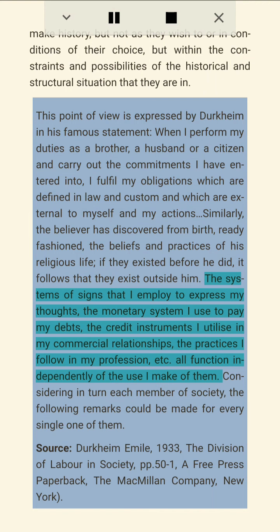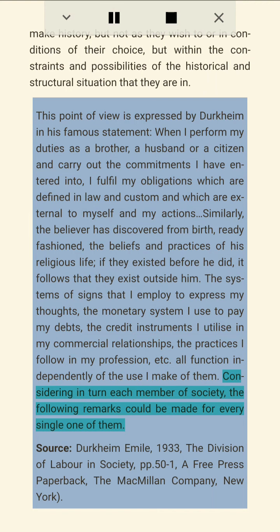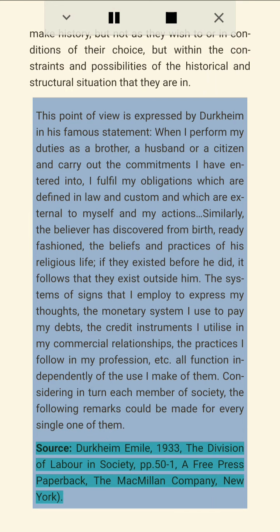The systems of signs that I employ to express my thoughts, the monetary system I use to pay my debts, the credit instruments I utilize in my commercial relationships, the practices I follow in my profession, etc., all function independently of the use I make of them. Considering in turn each member of society, the following remarks could be made for every single one of them." Source: Durkheim, Emile, 1933, The Division of Labor in Society, pp. 50-1, a Free Press paperback, The Macmillan Company, New York.